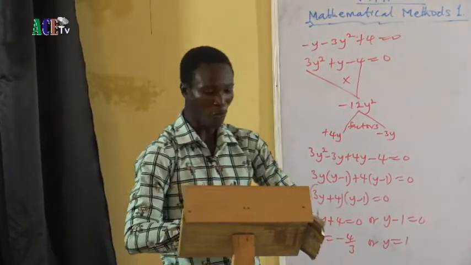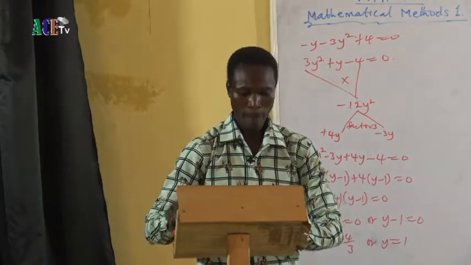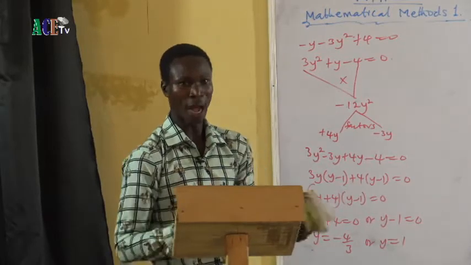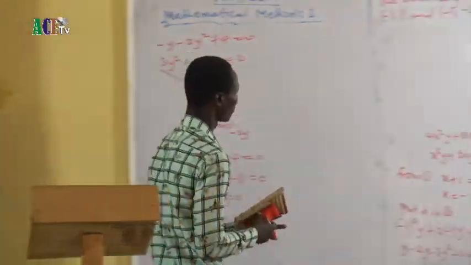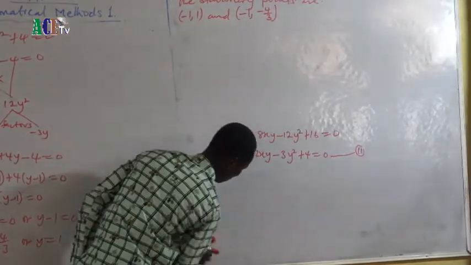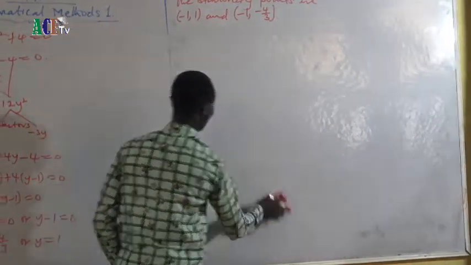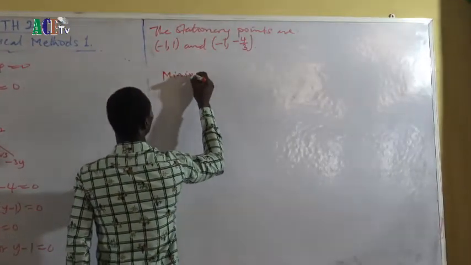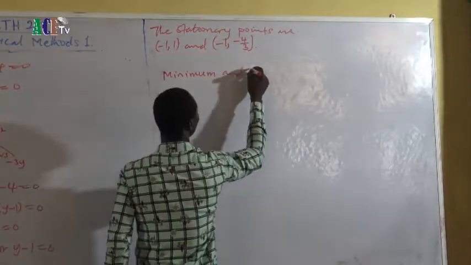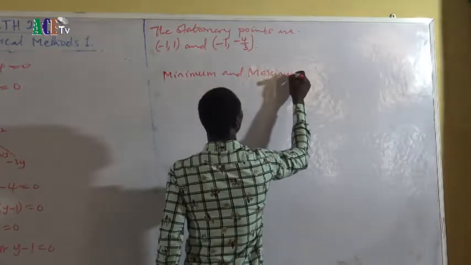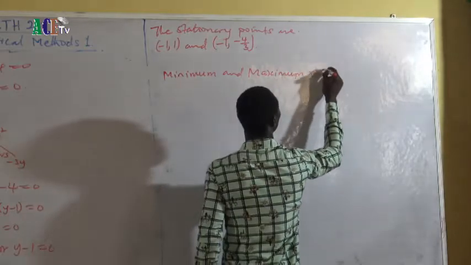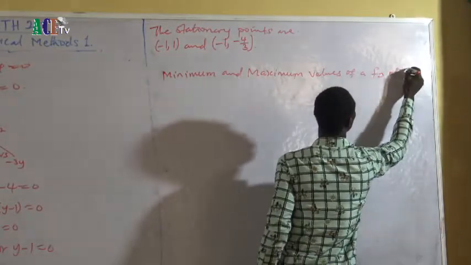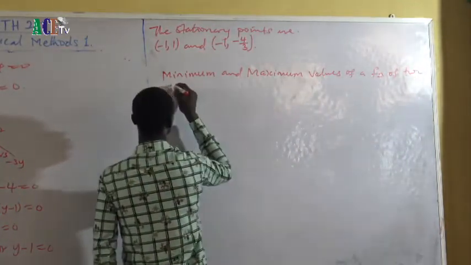And from that, I will move to minimum and maximum points. Minimum and maximum values of a function of two variables.